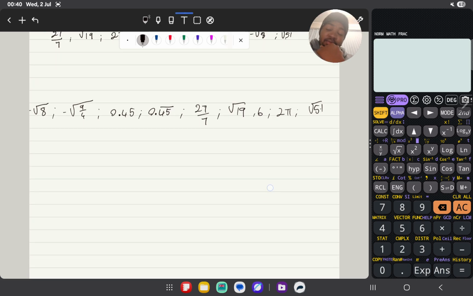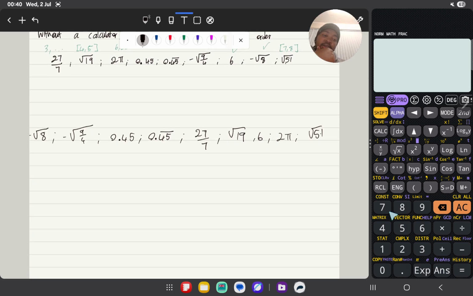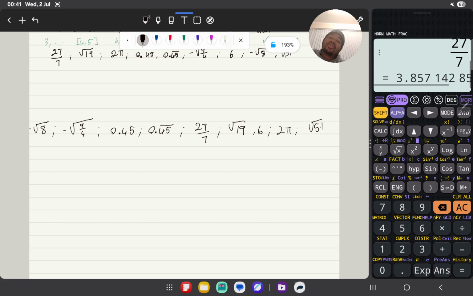Of course, like I was saying, the whole idea was to write them in order from the smallest to the biggest. Cool stuff. So I just want to talk about this one.